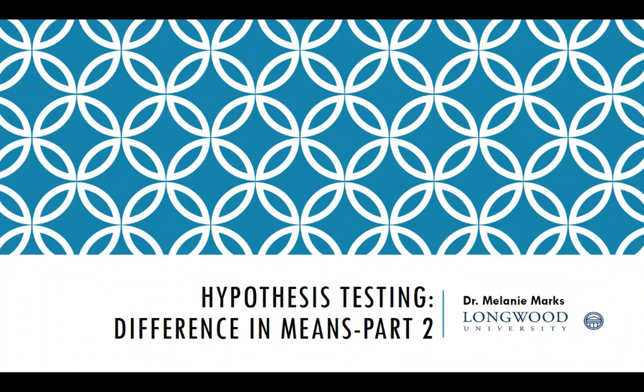Now remember, we're still looking at differences in means. We'll do some other types of hypothesis testing later when we get to regression analysis. So we took a little look at confidence intervals and how it connected to hypothesis testing in part 1. We understand one-tailed and two-tailed tests. Now we're actually going to do some hypothesis testing.